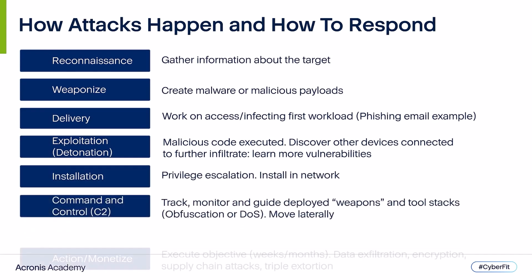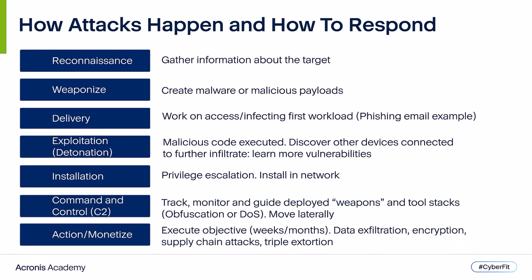Installation or the privilege escalation phase. Now an attacker tries to install malware or other cyber weapons, if you will, within the network to gain additional control of systems, data, and accounts. This could be with backdoors, remote access Trojans, or access token manipulation as examples.